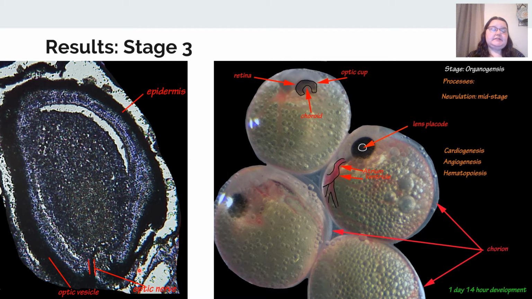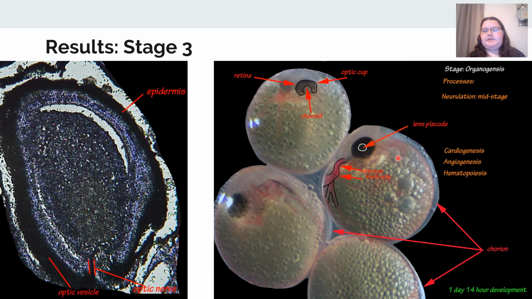And then in this histological image, you can see where the optic nerve is starting to grow into the eye, and then you have your optic vesicle. And so for this optic cup to form, you have to have contact between the optic vesicle and the epidermis, and this leads to an invagination, which creates the optic cup. And when the optic cup becomes more differentiated, it will have a lens placode in the middle, which will eventually become a functional lens.